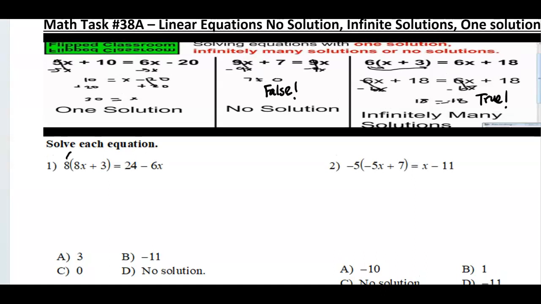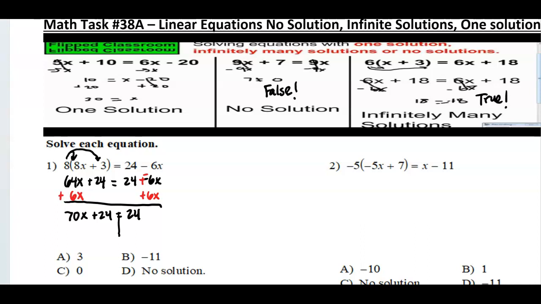So we'll start off with number 1. We're going to distribute. We're going to get 64x plus 24. On the left-hand side, we get 24 minus 6x. Now we know that we need to change that to plus negative, and then we also have variables on different sides. When we have variables on different sides, we got to move the variable. So we're going to move it by saying plus 6x to both sides, moving everything to the left. This gives us 70x plus 24 equals 24.